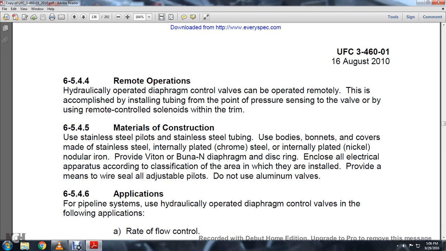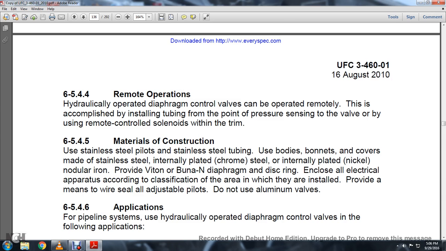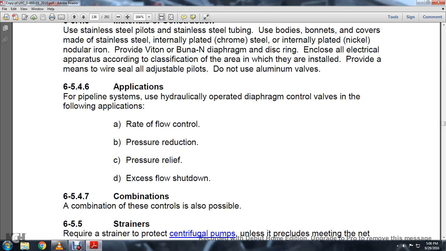5.4.5 Materials of construction. Use stainless steel pilots and stainless steel tubing. The body and bonnet cover are made of stainless steel, with internal plates of chrome steel or nickel, and ductile iron provided with Viton or Buna diaphragm and disc rings. Enclose all electrical apparatus according to the classification of the area in which they are installed, and provide a means to wire seal the adjustable pilots. Do not use aluminum valves.